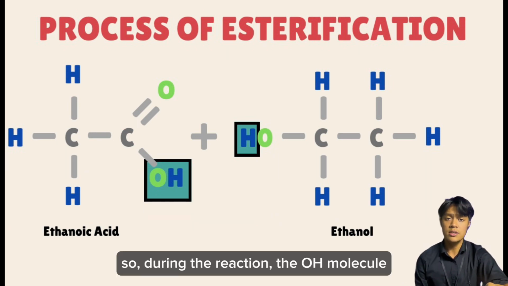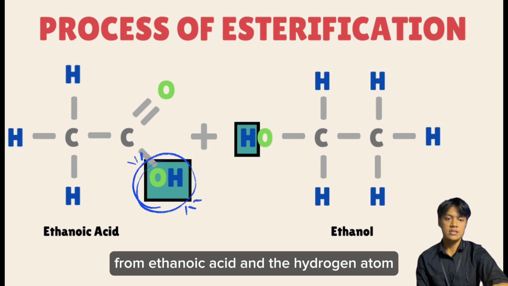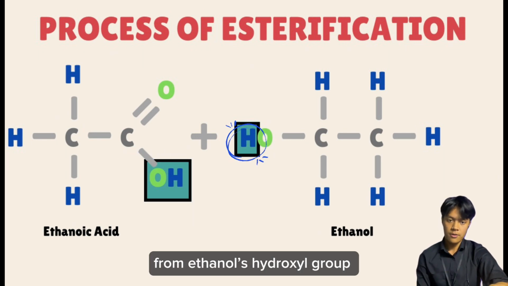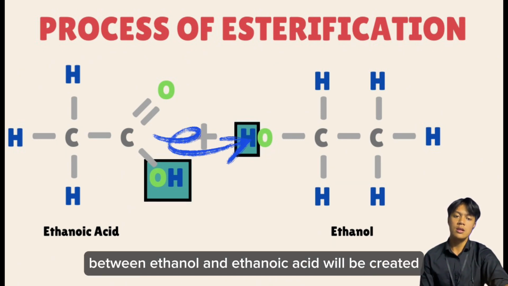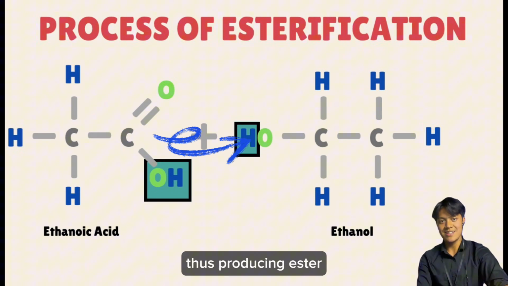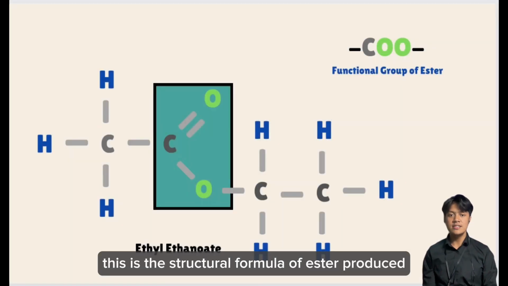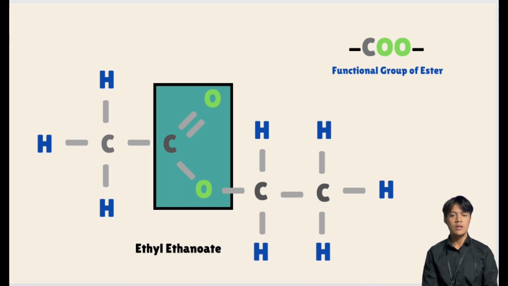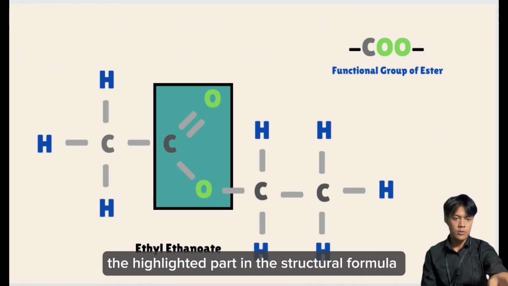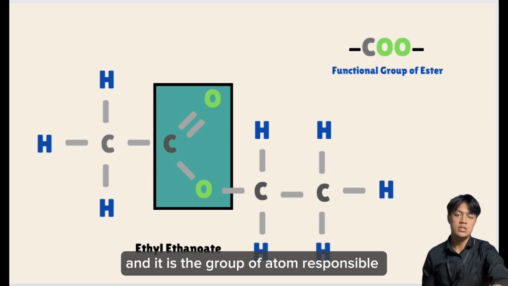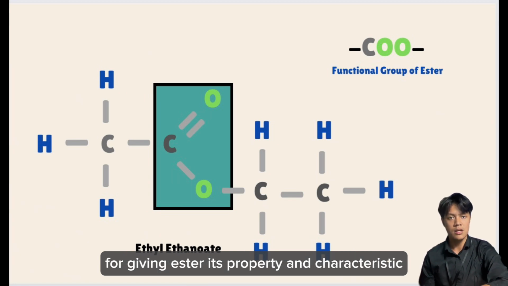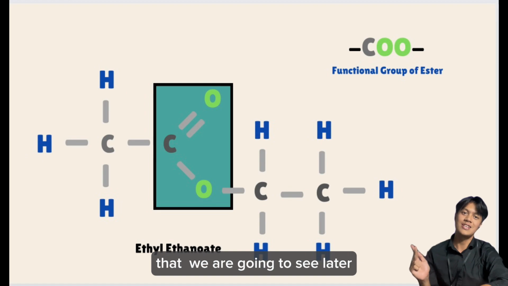So, during the reaction, the OH from ethanoic acid and the hydrogen atom from ethanol's hydroxyl group will be removed, and a new bond between ethanol and ethanoic acid will be created, thus producing ester. As you can see, this is the structural formula of the ester produced, which is ethyl ethanoate. The highlighted part in the structural formula is the functional group of ester, and it is the part responsible for giving ester its properties and characteristics that we are going to see later.